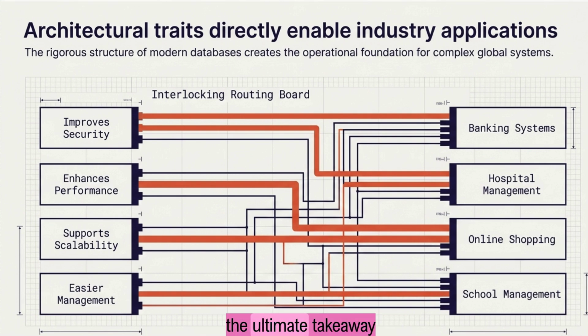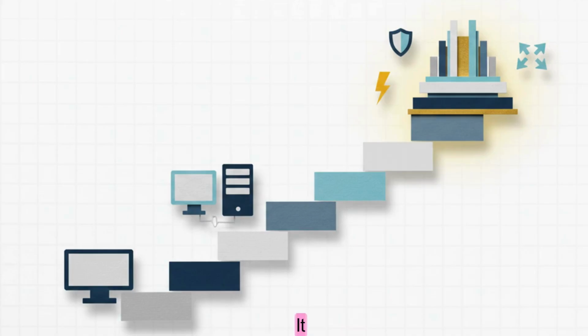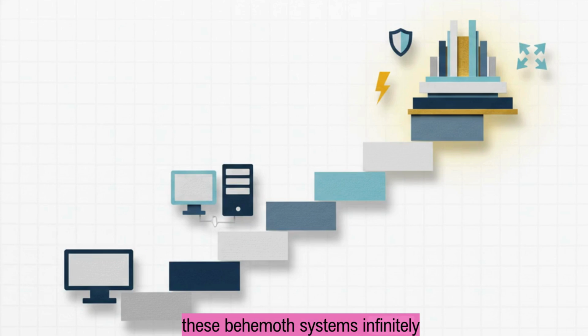So, what is the ultimate takeaway from our journey today? The relentless evolution from a clunky local 1-tier setup to a sophisticated 3-tier framework wasn't an accident. We did it because proper database architecture is absolutely critical. It drastically tightens system security. It significantly boosts overall performance by intelligently dividing the labor. It provides the massive scalability our modern web demands, and honestly, it just makes managing these behemoth systems infinitely easier for the developers behind the screens.